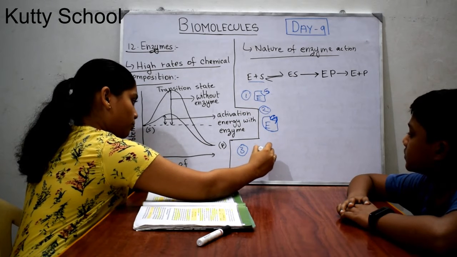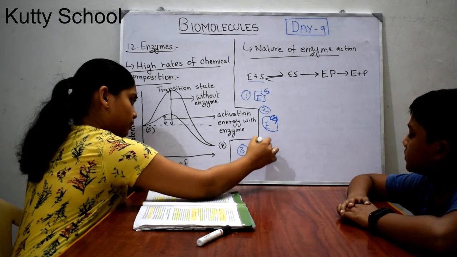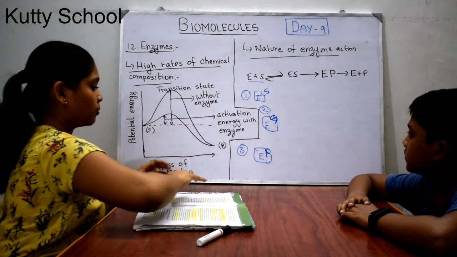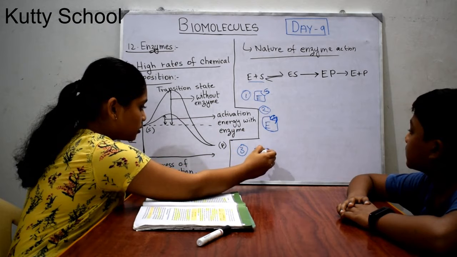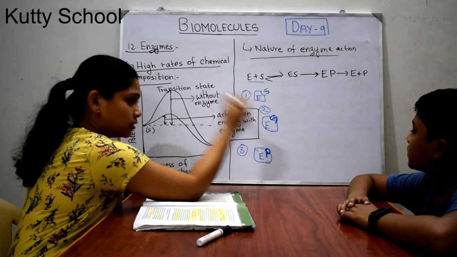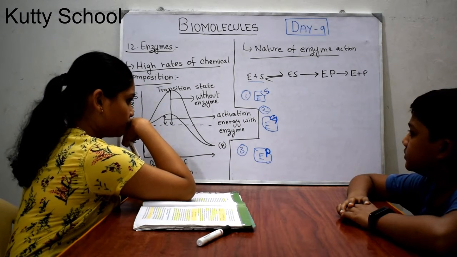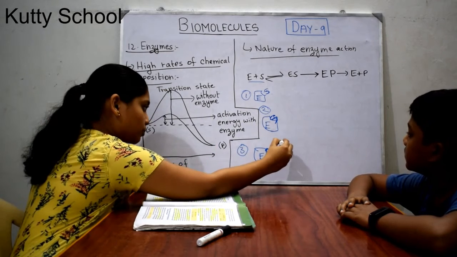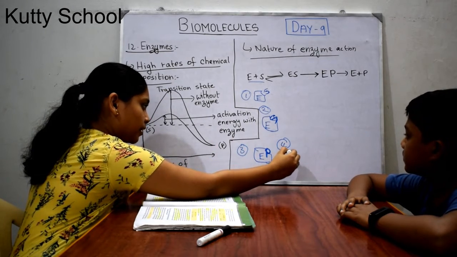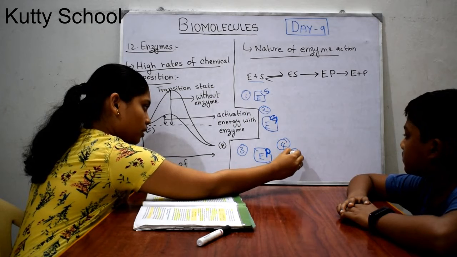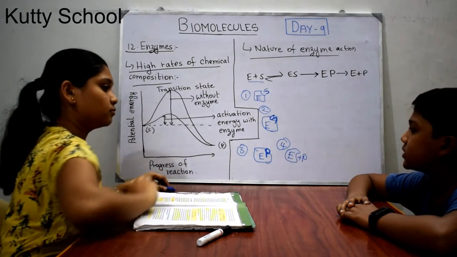Now it has formed the products. It is within the active site node to form products. So here the substrate is converted into products, E P. So now the fourth process is the enzyme releases the product.